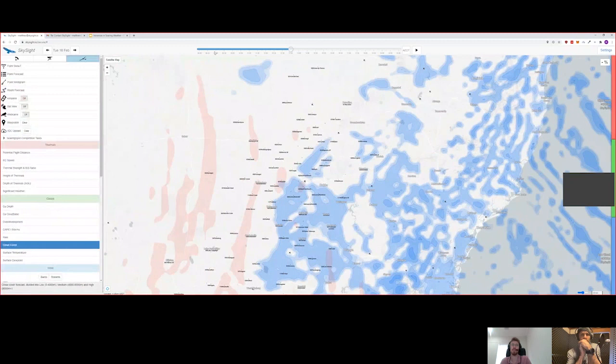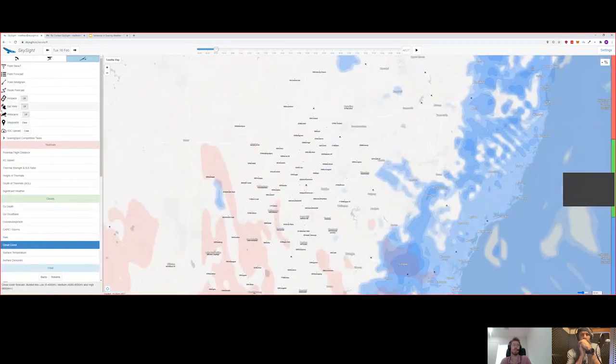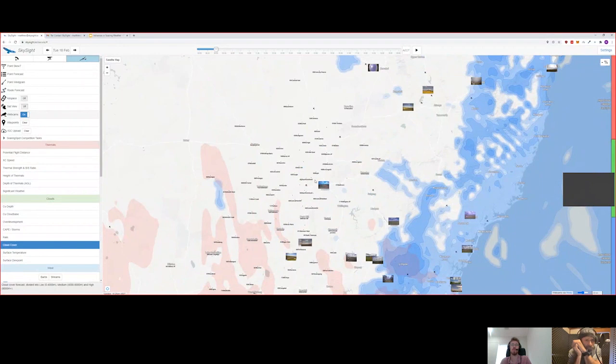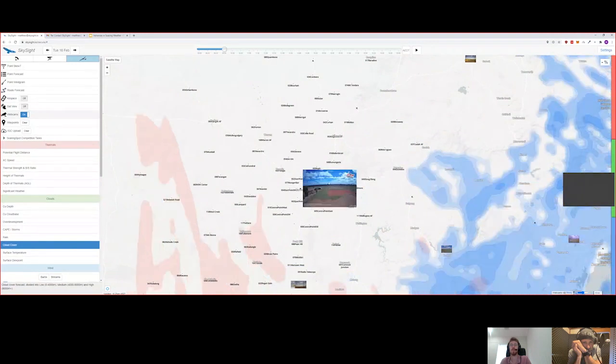And then I'd start just watching the satellite picture and seeing if it's unfolding as forecast. You can click on the webcam layer as well, which will show us little pictures from all the areas around, and we can see if it's looking like it's meant to be looking. So we can see a Dubbo little picture of nice cumulus there already.